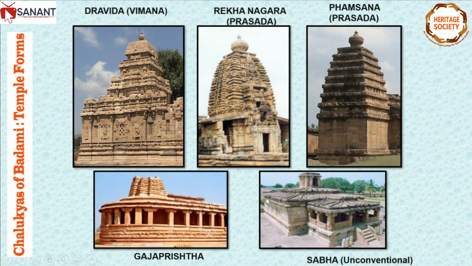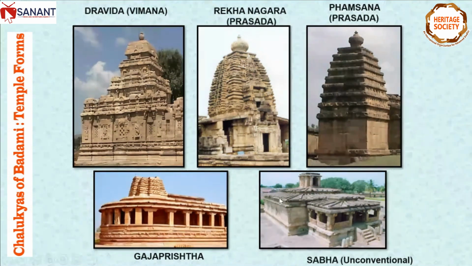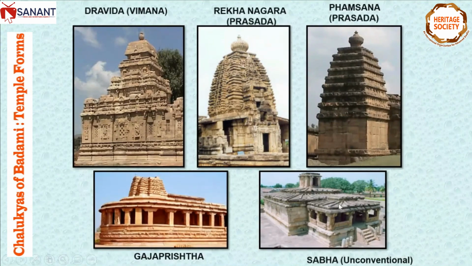And I have distinguished this temple, which is a very significant temple, as Sabha temple, meant for congregation, socio-religious functions, etc., as we know from the inscriptions on them. This is an unconventional one, I would say, because it is not repeated elsewhere in the Chalukya region, because its specific purpose was different than normal worship.